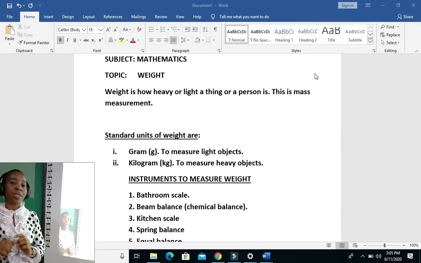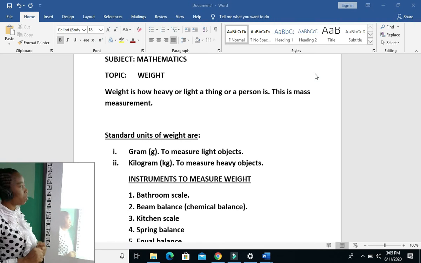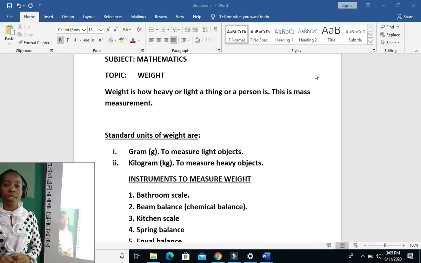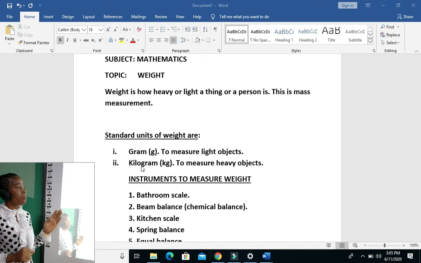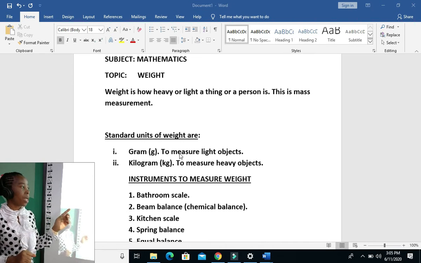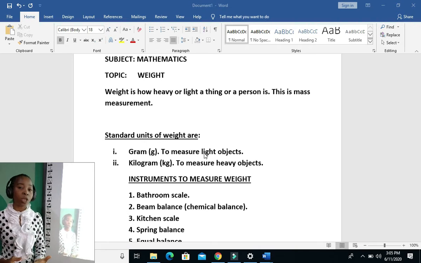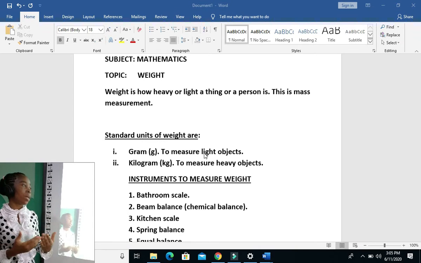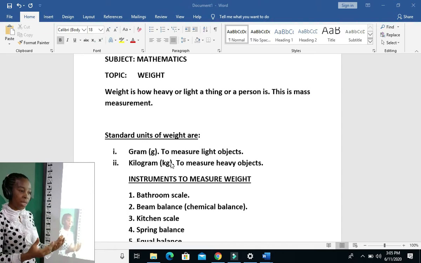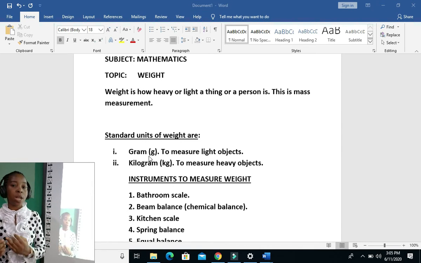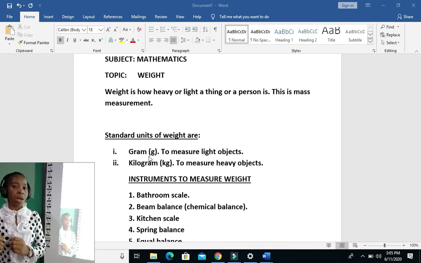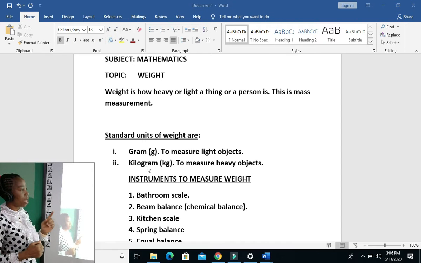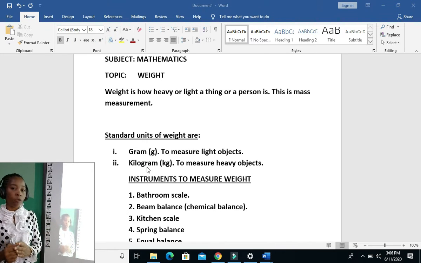And there are different standards of measuring weight. The standard units of measuring weight we have are the gram, and we also have the kilogram. Measuring with gram is just a unit to measure light objects. Like if I measure a book, I'm going to use gram. If I measure a pencil, I'm going to use gram. I'll say the pencil I measured is 3 grams. But when I'm talking about another unit, the kilogram, in short form kg, we use this to measure heavy objects.